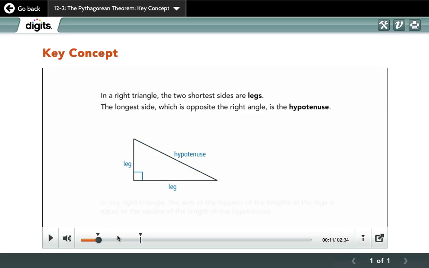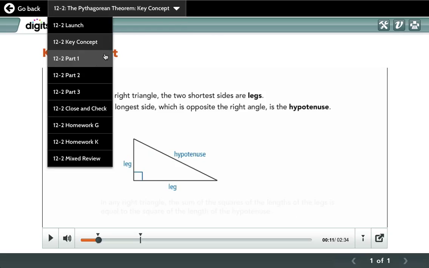Now notice that the movie stops right here where this arrow is, and that's because that's a natural break in the movie where you can stop and explain what the legs are, where the hypotenuse is. Feel free to stop the animations or movies within their playing time so that you can explain. So after the key concept is part 1.